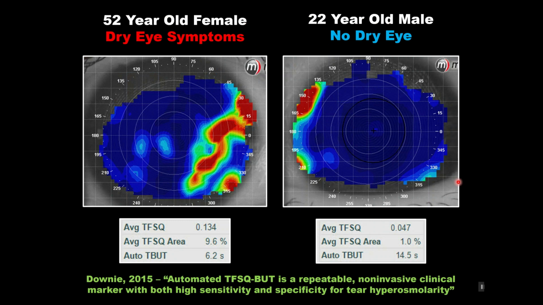And Laura Downey did this work on the Medmont Topographer and the tear film analysis back in 2015, and she found the automated TFSQ breakup time is a repeatable, non-invasive clinical marker with both high sensitivity and specificity for tear hyperosmolarity. So the Medmont can be a useful tool also in your dry eye practice, not just your contact lens practice.